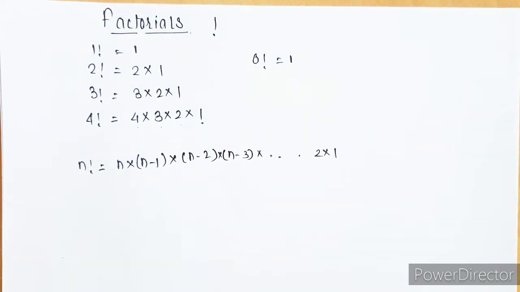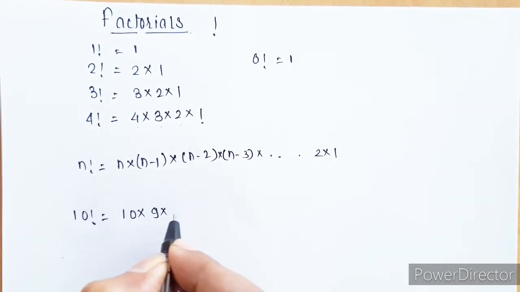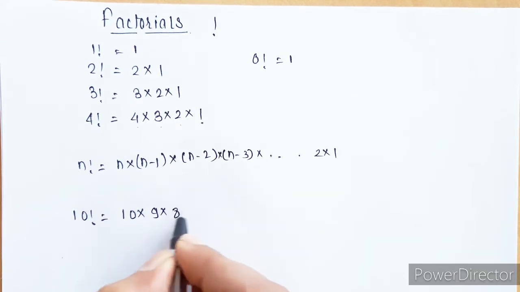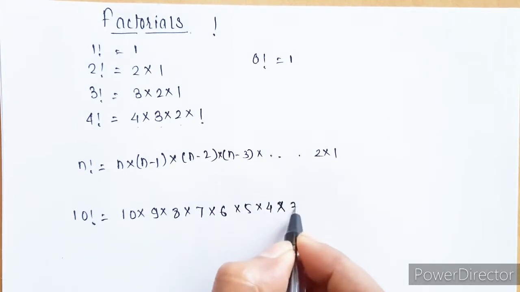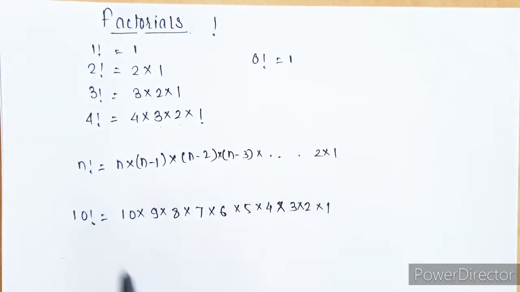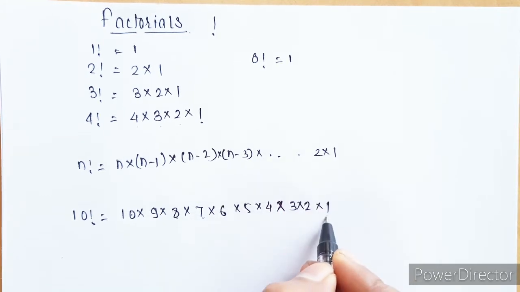Now suppose we need to find 10 factorial. What will be 10 factorial? It is the multiplication of all the numbers lesser than 10. So 10, 9, 8, 7, 6, 5, 4, 3, 2 and 1. If n is 10 here, this is 10, 10 minus 1, 10 minus 2, 10 minus 3, 10 minus 4, 10 minus 5, till we get 1. So this is nothing but factorial.